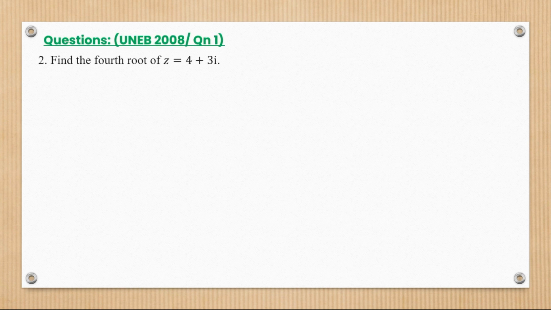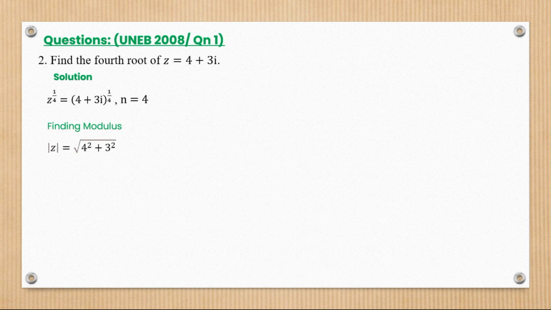So let's look at a question from UNEB 2008. We're being asked to find the fourth root of z equal to 4 plus 3i. So now this is what we are finding. We're dealing with the fourth root, which is z to the power 1 over 4. And now our n value is going to be equal to 4. That means our k values shall range from 0 to 3, because the last value of k should be equal to n minus 1, which is 4 minus 1, which is equal to 3. So it's 0 to 3.